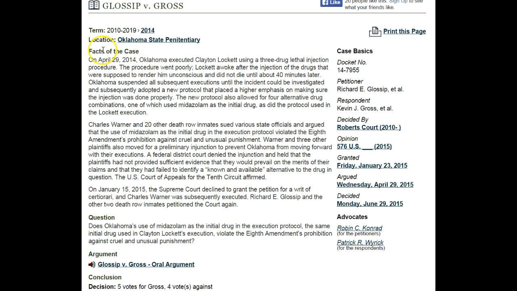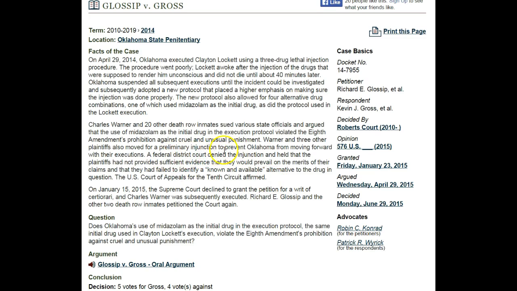If you look at the facts, I'm not going to go too much into them other than the fact that Clayton Lockett, they attempted to put him to death. The procedure went poorly. He did not die until about 40 minutes later. They think that he awoke. So a bunch of other death row inmates then sued. They sued that this protocol violated the Eighth Amendment's prohibition against cruel and unusual punishment.